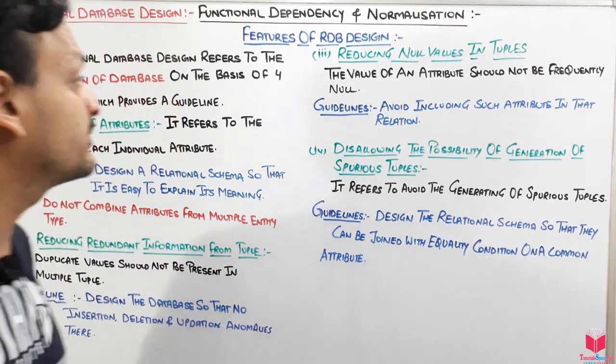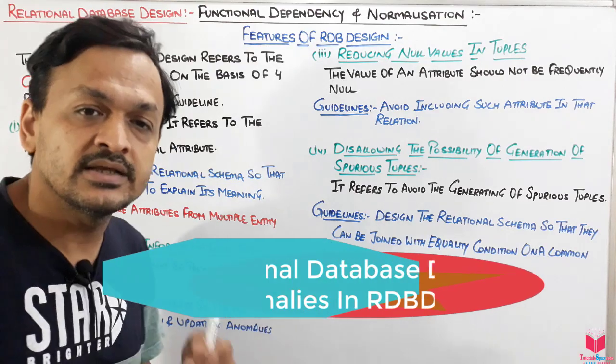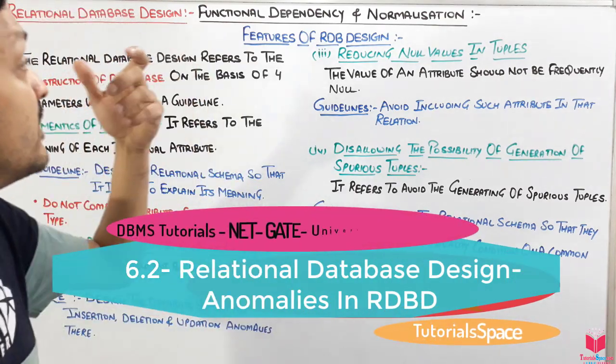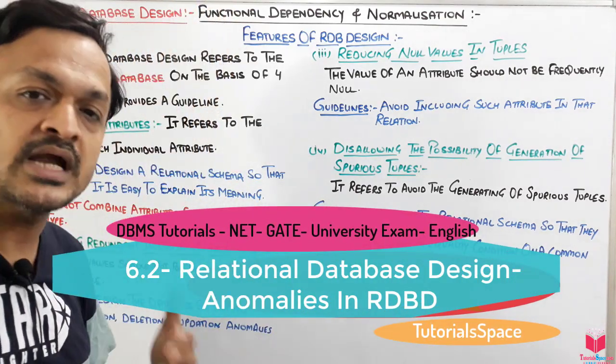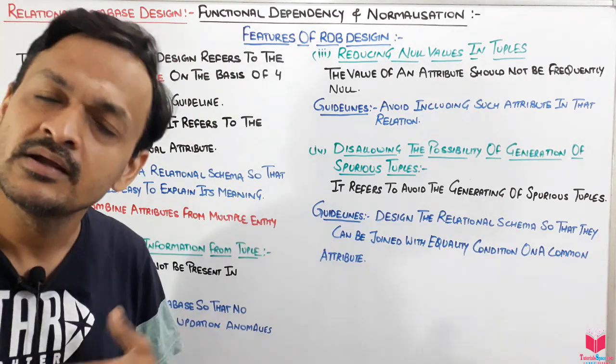So these are basically the 4 parameters on which we can think and design the relational database, and these are the 4 guidelines which come under these parameters. In the next session we will start functional dependency and normalization side by side. We will discuss what they are, what the problems are, and what the different anomalies in designing are.